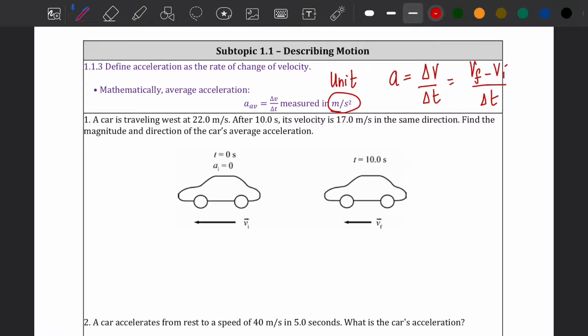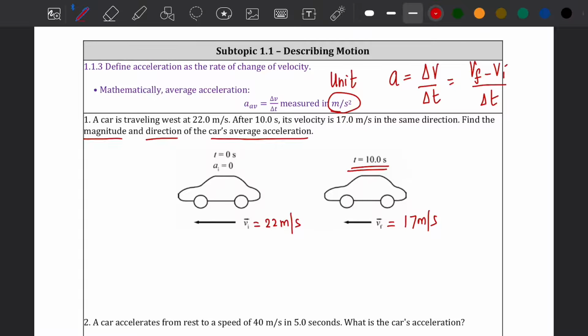Here the question says that a car is traveling west at 22 meter per second, which is its initial velocity. We can write vi here as 22 meter per second. After 10 seconds, its velocity is 17 meter per second. So vf, the final velocity, is 17 meter per second, and the time is 10 seconds. Find the magnitude and direction of car's average acceleration.